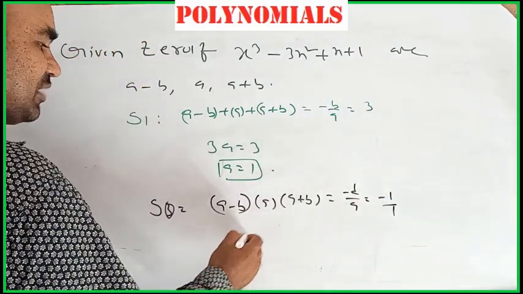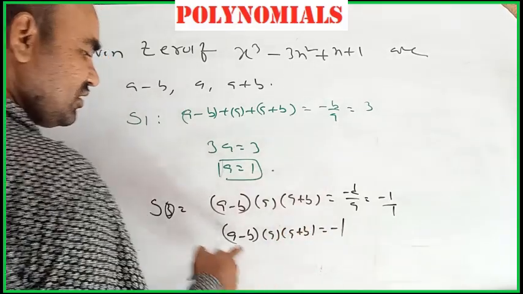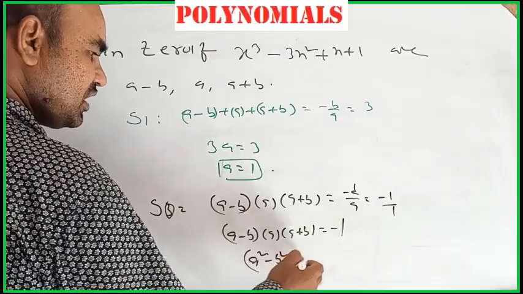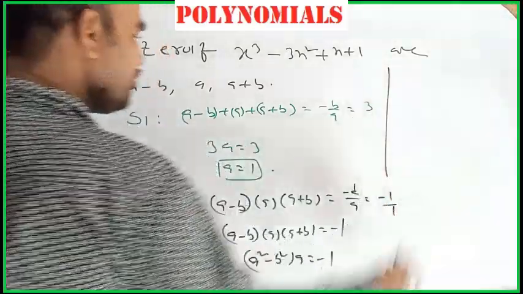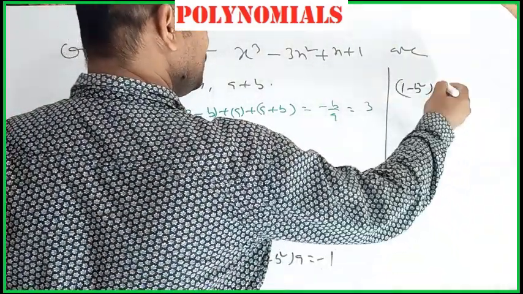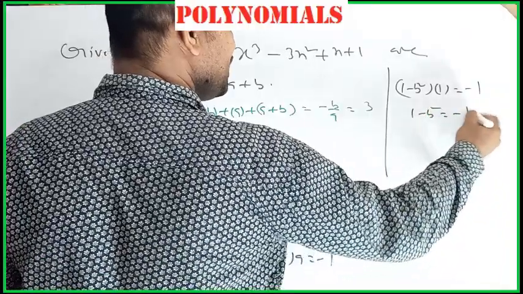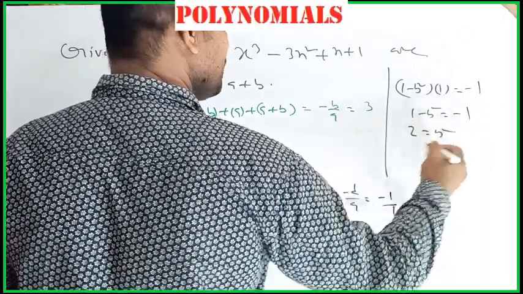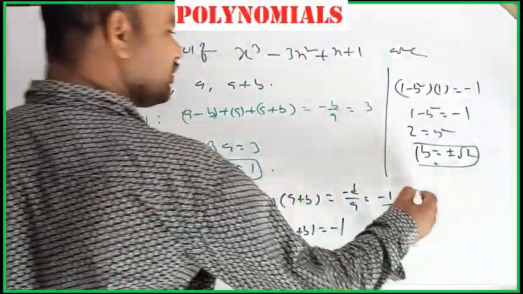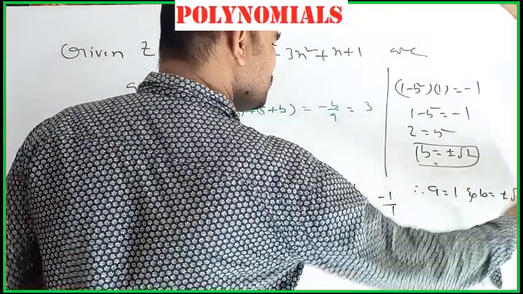So here what happened? (a minus b) into (a plus b) equal to minus 1. (a minus b) into (a plus b) is a square minus b square, into a, equal to minus 1. Already you got a equal to 1. Now substitute here: (1 minus b square) into 1 equal to minus 1, or 1 minus b square equal to minus 1, or 2 equal to b square, or b equal to plus or minus root 2. Therefore, the final result: a equal to 1 and b equal to plus or minus root 2.